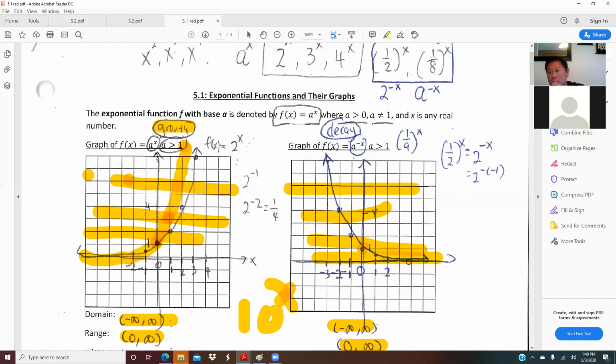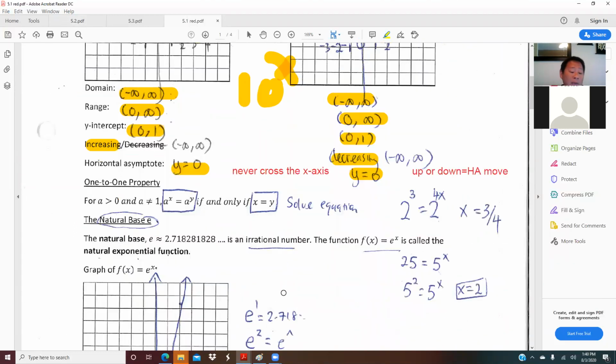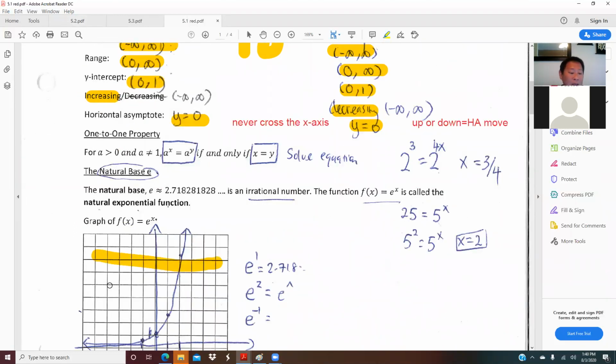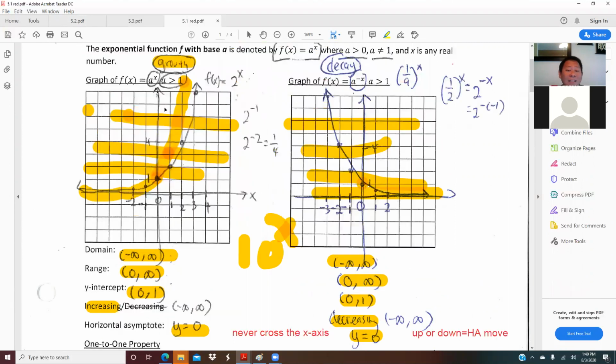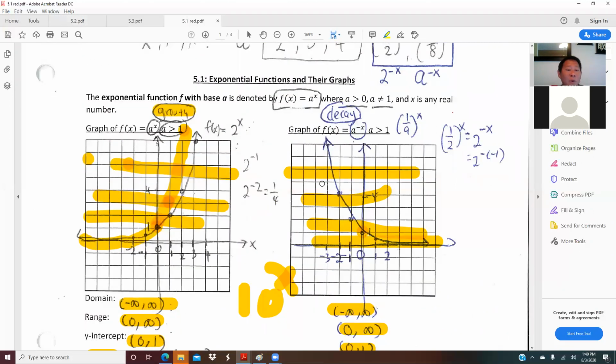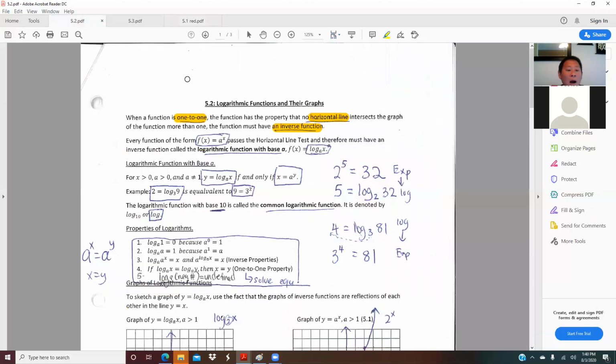Because when you draw a line, it's going to cross exactly one point. Same thing with the e graph, the natural base. If you draw the horizontal line, it crosses at one point. So you can tell that all these exponential graphs that you did in 5.1 pass the horizontal line test, so they have an inverse function.